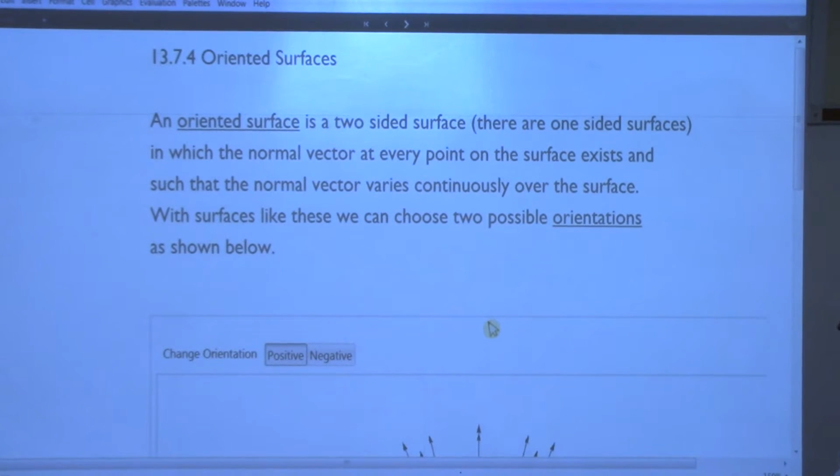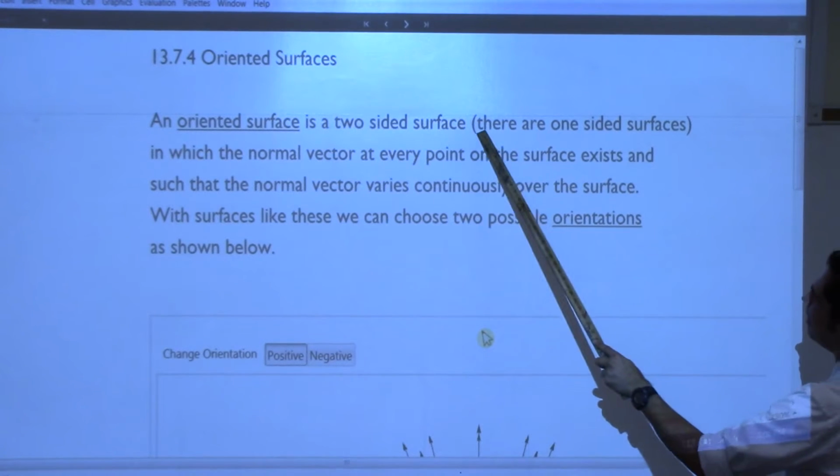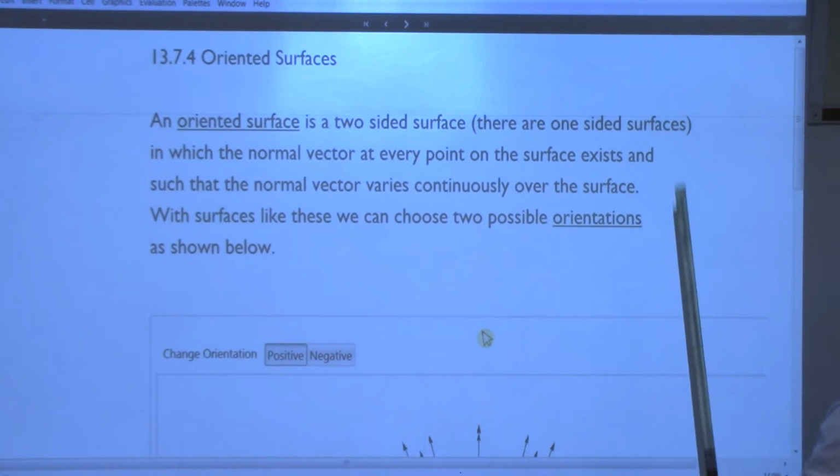Yes, yes. All right, oriented surfaces. I should just take that out of my notes. That just wasted 5 minutes.